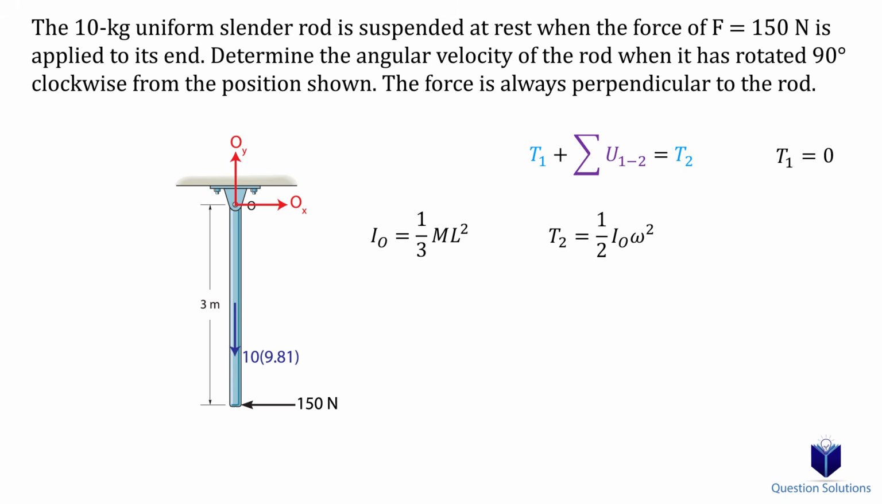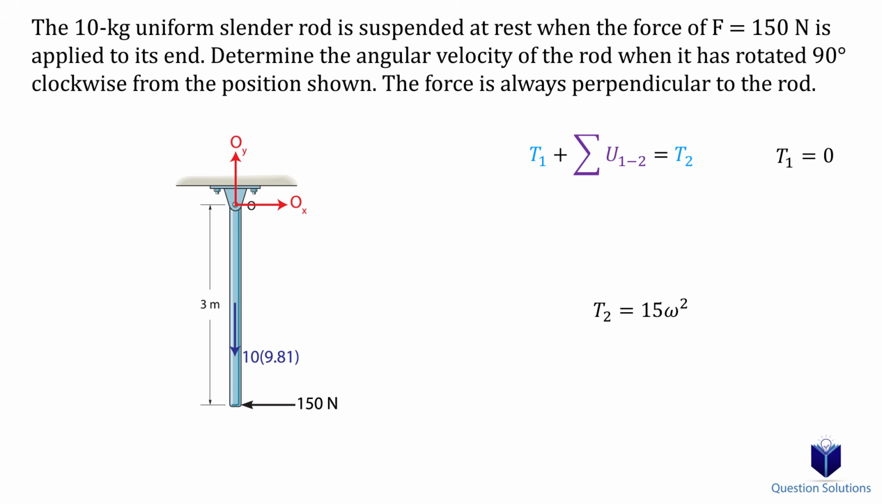It lets us calculate the mass moment of inertia at the end of a rod. Since point O is at the end, we can use this equation. So we have a mass of 10 kilograms and a length of 3 meters. Let's solve. Let's plug in the mass moment of inertia we found into our kinetic equation and set it aside.